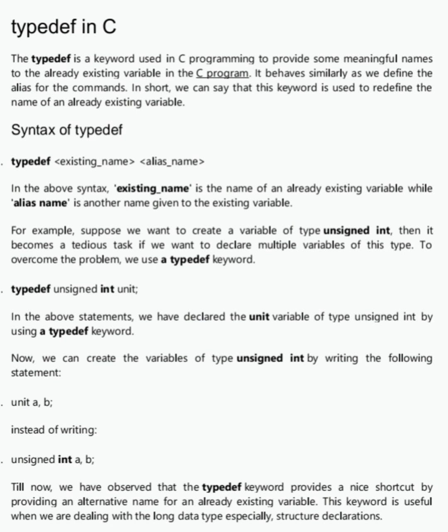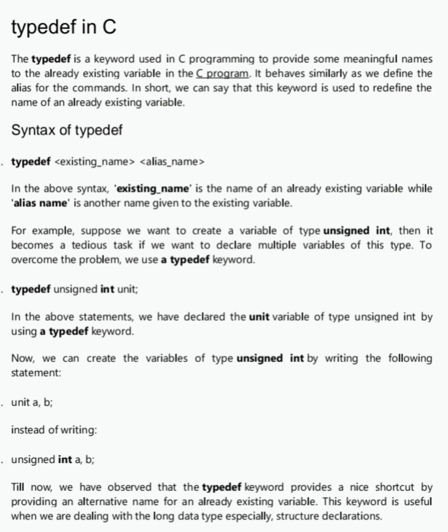In this video, I am talking about typedef and bitfields in C. The typedef is a keyword used in C programming to provide meaningful names to already existing variables in the C program. It behaves similarly to how we define an alias for commands. In short, this keyword is used to redefine the name of an already existing variable.